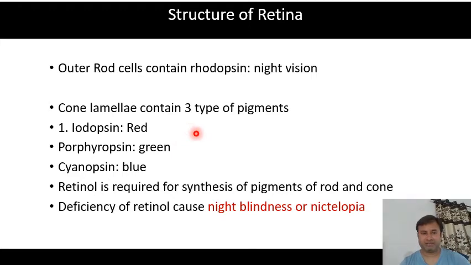Retinol or vitamin A is required for the synthesis of the pigments of the rod and cone cells. So that is why if a deficiency of retinol occurs, people are unable to see at night, and the disease is called night blindness or nyctalopia.